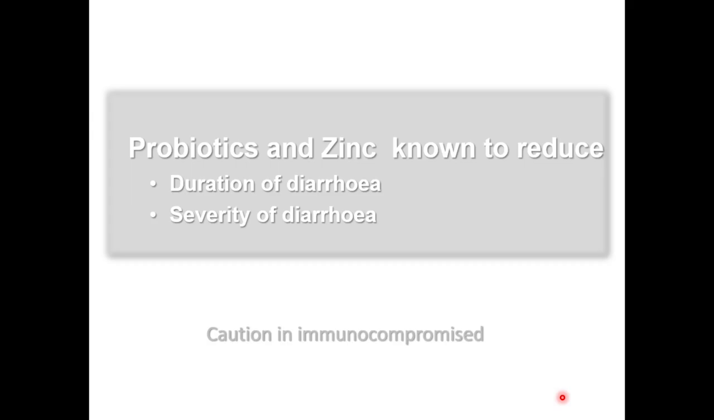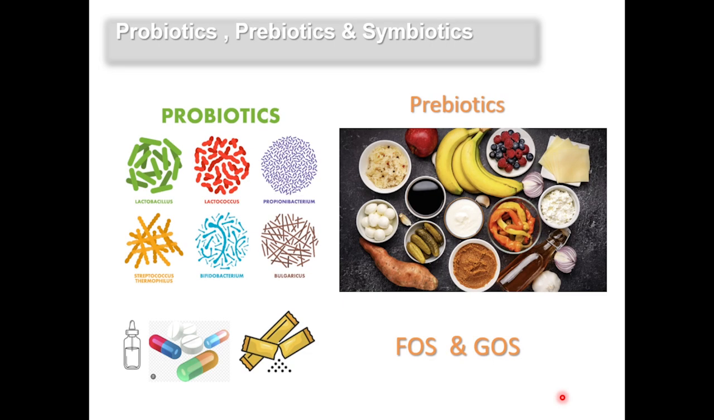Probiotics and zinc are known to reduce the duration and severity of diarrhea, but you have to give them with caution in immunocompromised patients. Probiotics, prebiotics. Probiotics are helpful bacteria. These are available in some of our foods. Prebiotics are substances that increase the growth of probiotics. Commercially available probiotics come as liquids, capsules, tablets, and sachets as powders. Commercially available prebiotics include fructooligosaccharides and galactooligosaccharides.